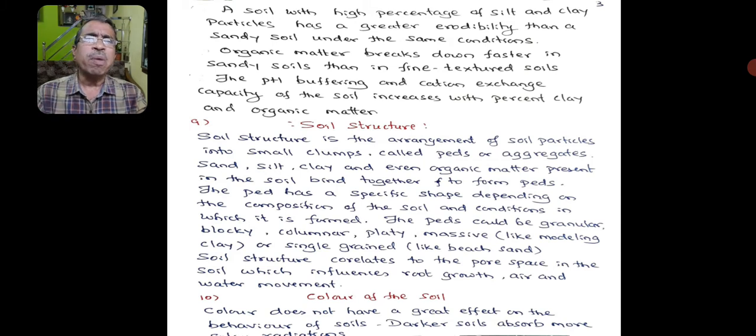Now coming to another property, that is the soil structure. Soil structure is the arrangement of soil particles into small clumps called peds or aggregates. Sand, silt, clay, and even organic matter present in the soil bind together to form peds. The ped has a specific shape depending on the composition of the soil and the conditions in which it is formed.